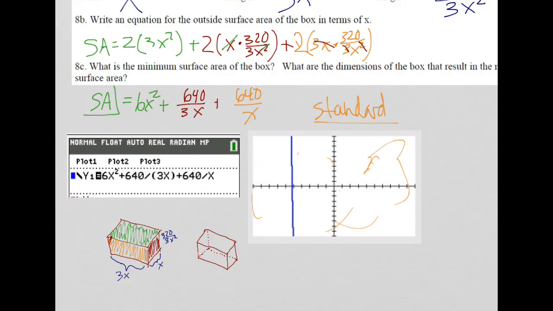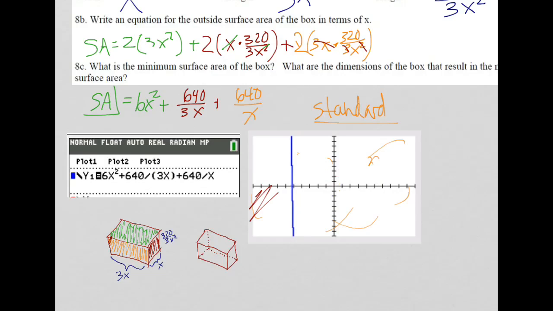Or that stuff or something, or whatever. I don't know. Who cares? Let's just do the problem. But here's the thing. We need to think about the context of this problem. Our y values represent surface area. Our x values represent width of the box.